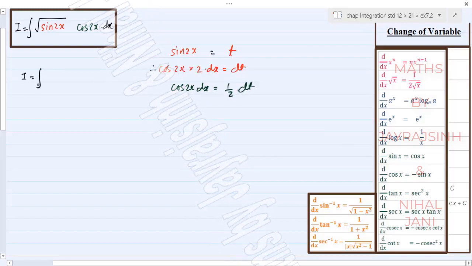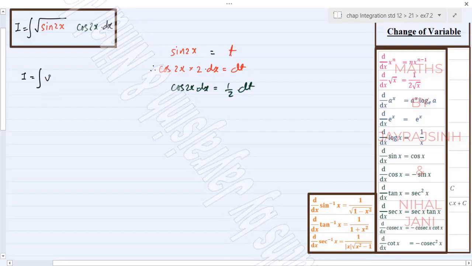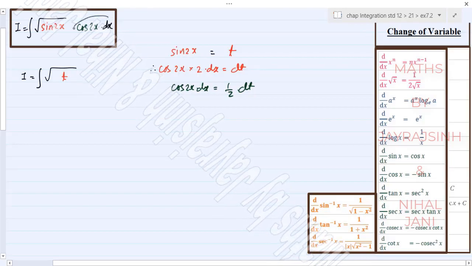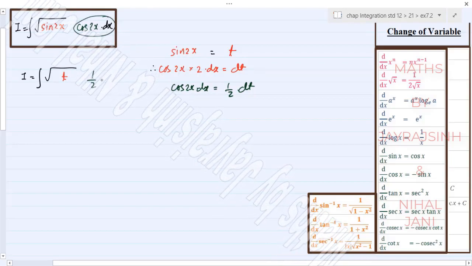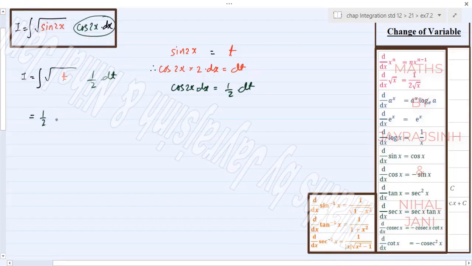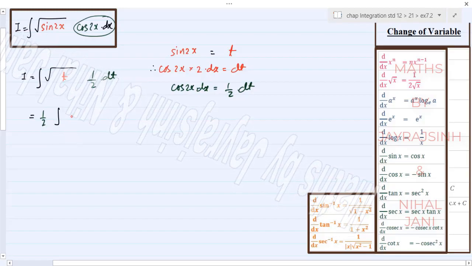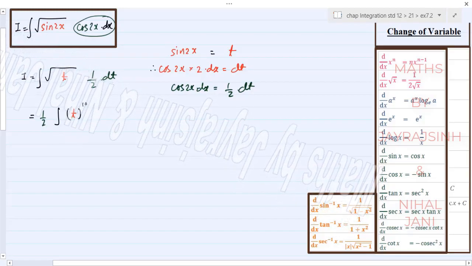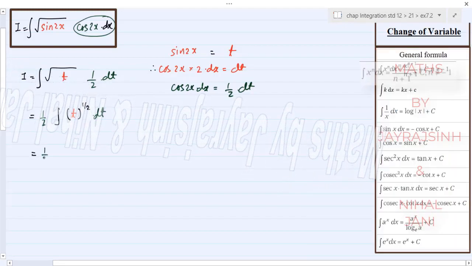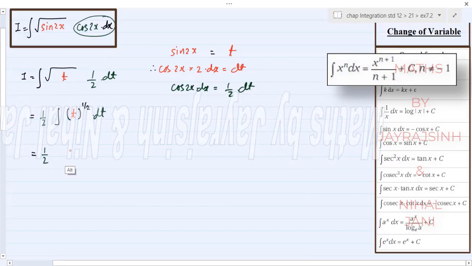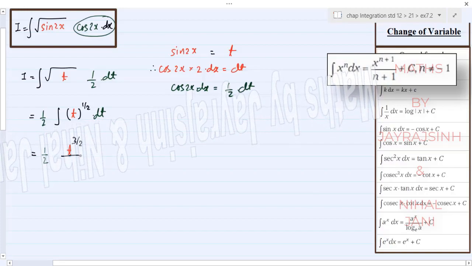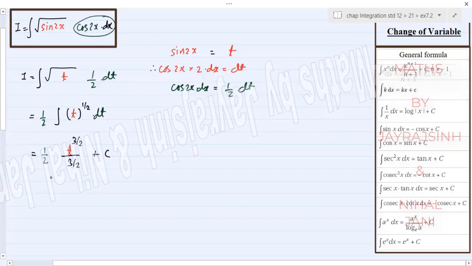So we are ready to modify our integration. Under root of sin 2x will become under root of t, and this cos 2x dot dx will become 1 upon 2 dot dt. So we can say this 1 by 2, take it outside, integration of root t, or we can say t raised to 1 by 2. So 1 by 2 as it is, integration of t raised to 1 by 2 is simply t raised to 3 by 2 upon 3 by 2 plus c.